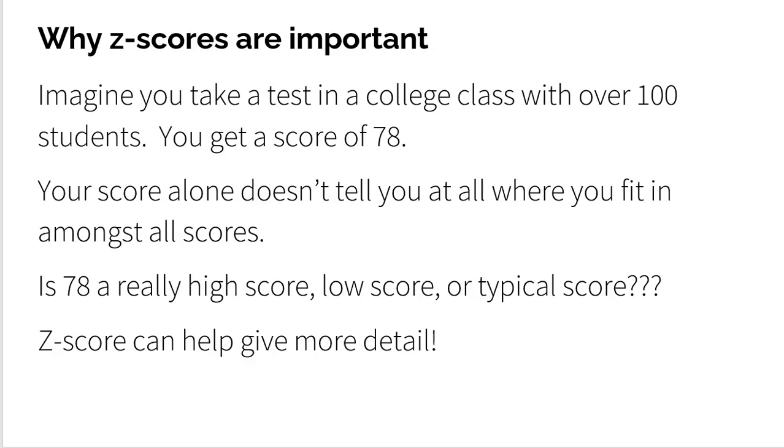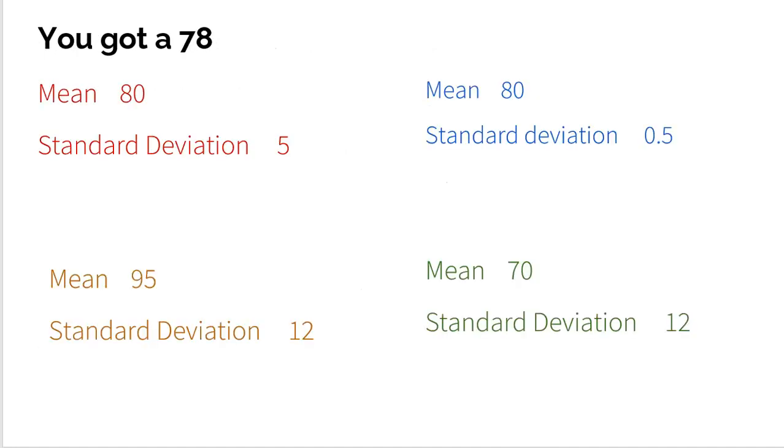Because that's what's really important, not just what you got, but what's your position. So is 78 a high score, a low score? Is it a typical score? I really don't know. And that's where the z-score can give you so much more detail. So let's look at 4 different scenarios. In all the scenarios, you got a 78, but let's see how your position changes based on the mean and the standard deviation.